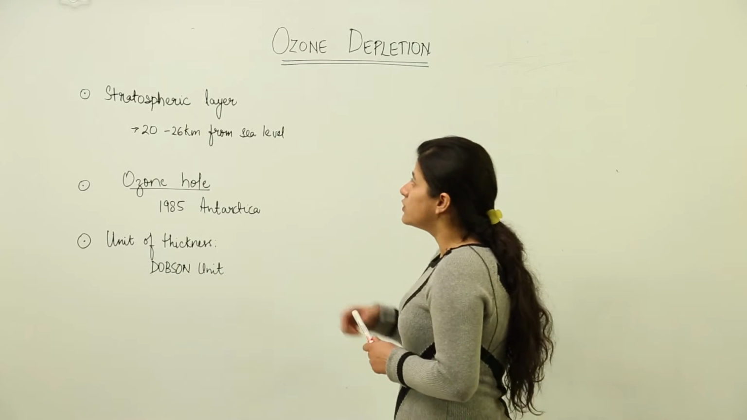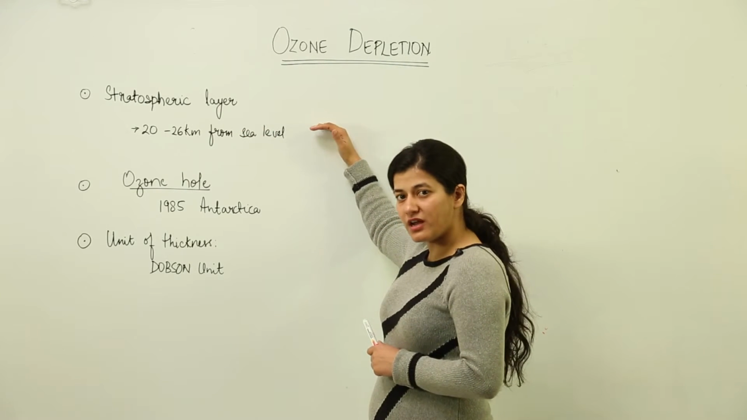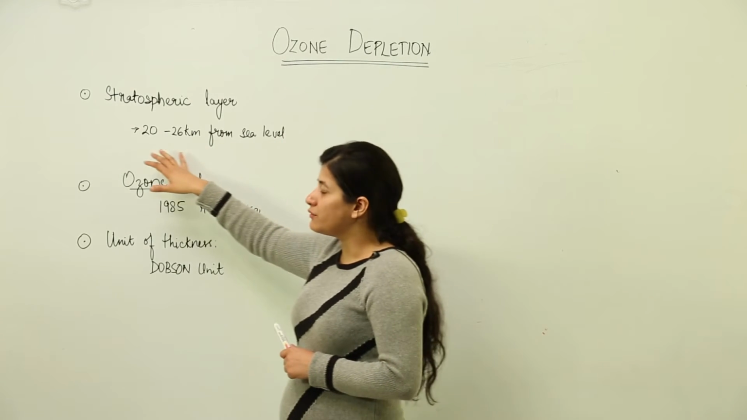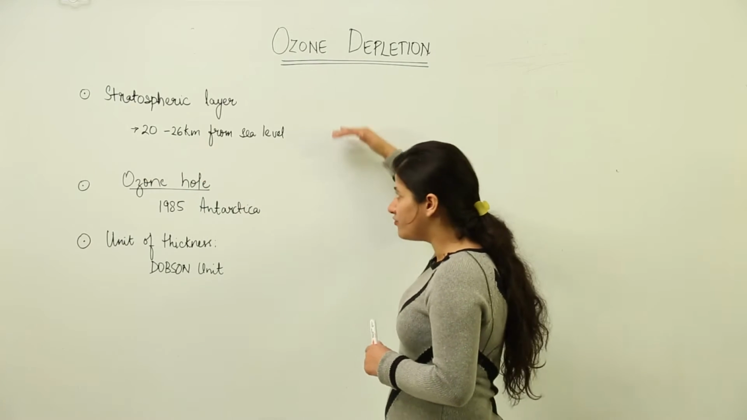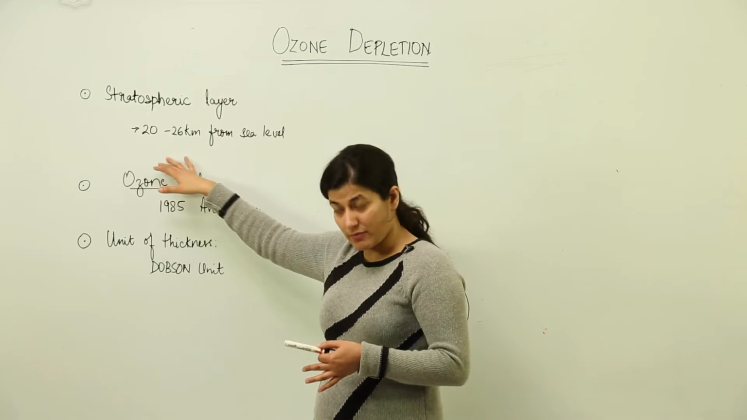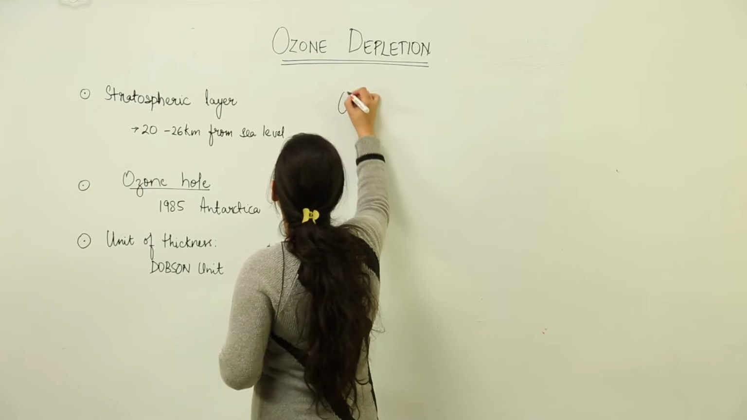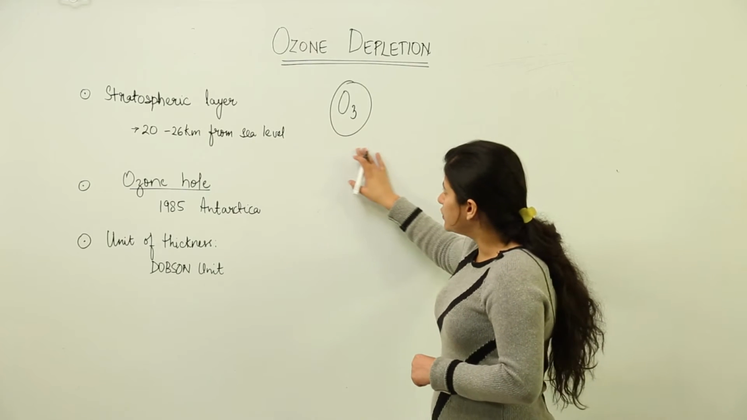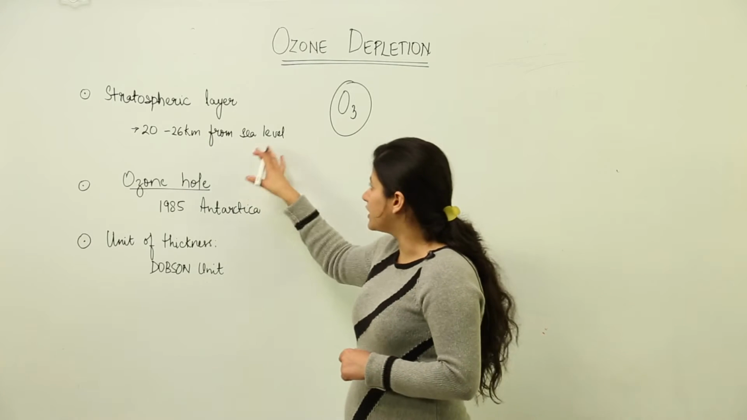So basically ozone is a stratospheric layer. You know there are 5 layers of atmosphere, lowermost being troposphere, then there is stratosphere. That stratospheric layer is 20 to 26 kilometers above sea level, as we move upwards into the atmosphere, we are going to find this layer. It is nothing but O3. Ozone gas is present over there. Now this ozone gas is present as a sheet, the ozone sheet.